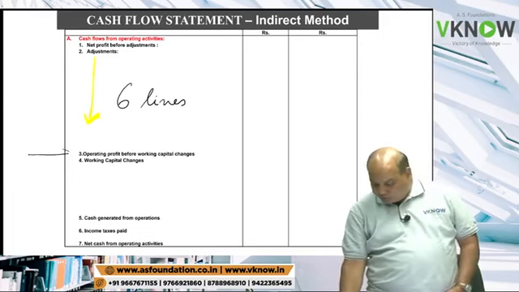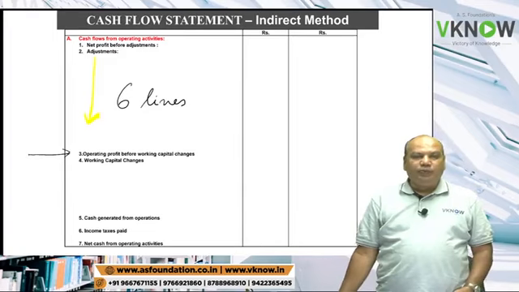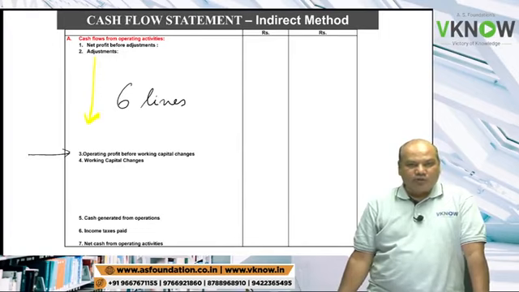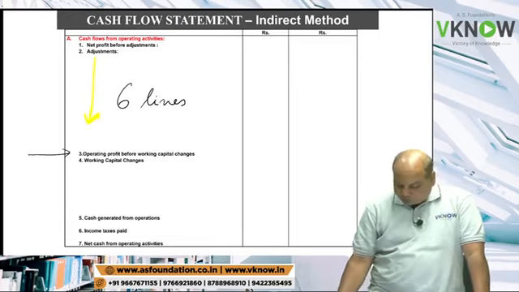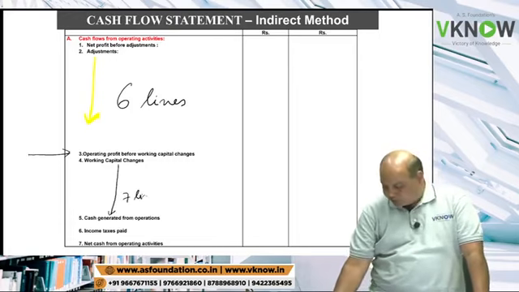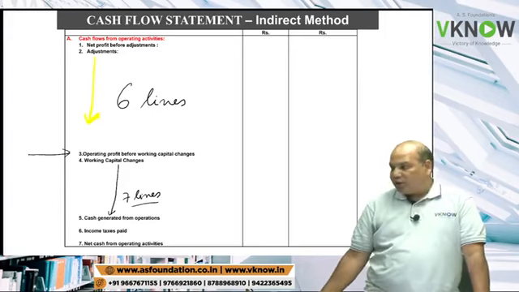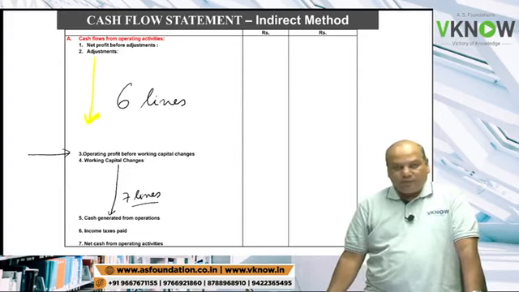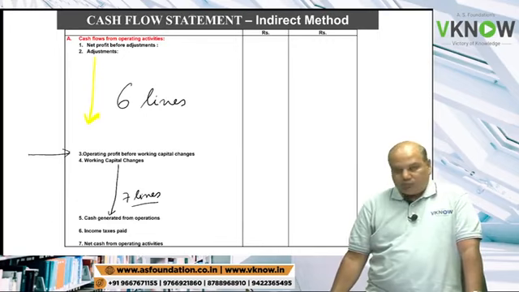Then write down point number 3, operating profit before working capital changes. One line blank. Point 4, working capital changes. Keep 7 lines blank here. There are many items. Point number 5, cash generated from operations. 1 line blank.